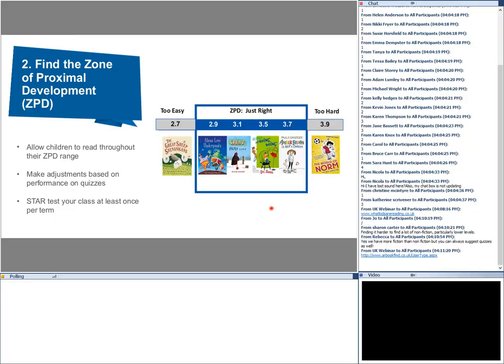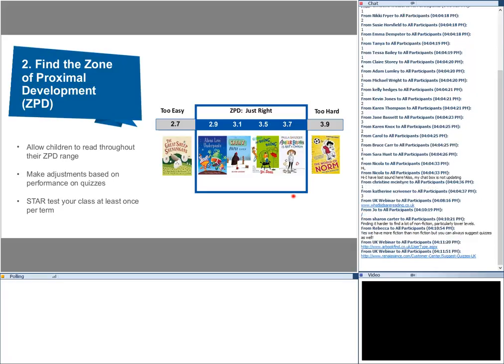So the lower end will be the comfort level. It's books which they should hopefully be able to access fairly easily, with not too much stress. But the upper end, they're going to be the challenging books. So they're the books which, while they should be able to access, they're going to have to really engage with them in order to understand them.